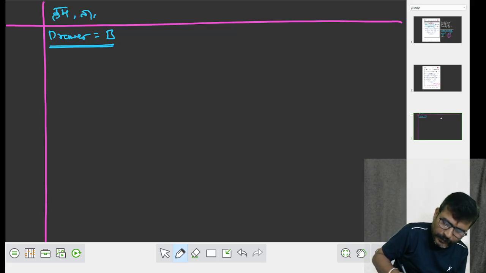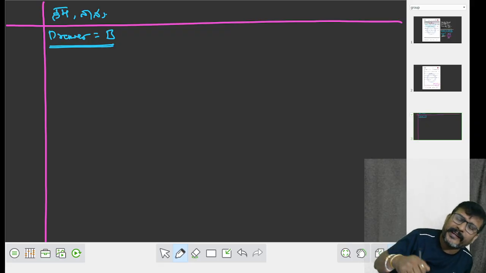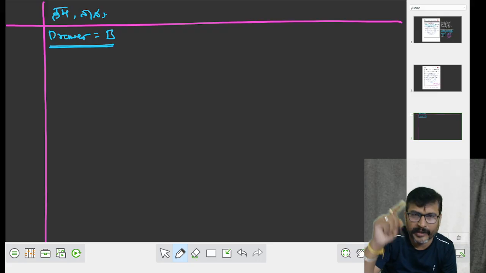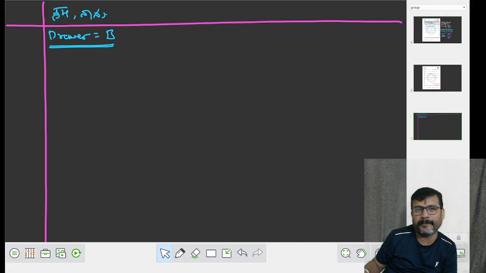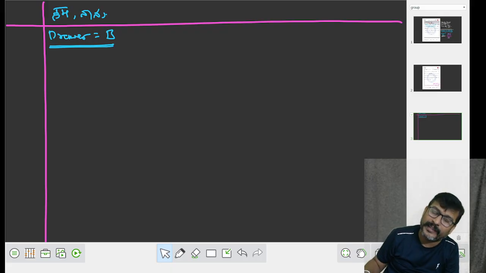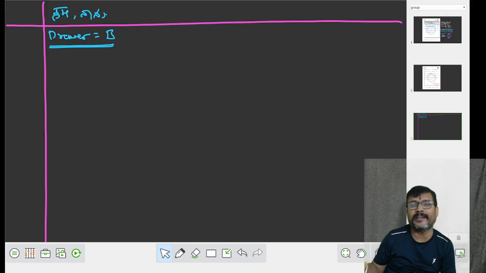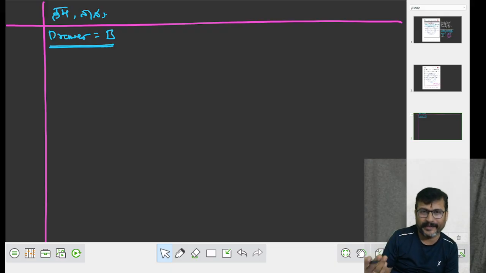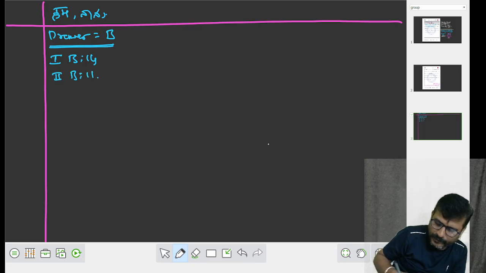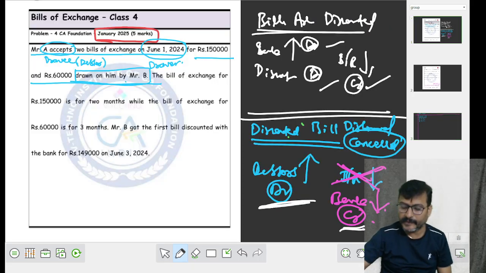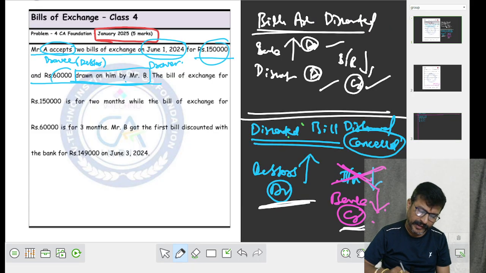Sir, why are you writing Mr. B? Because we are passing the journal entries in the books of Mr. B. If you are drawing the journal entry in the books of A, then we can say A. How many bills are drawn? 2 bills. First bill, second bill. What is the amount? 1.5 lakh and 60,000.